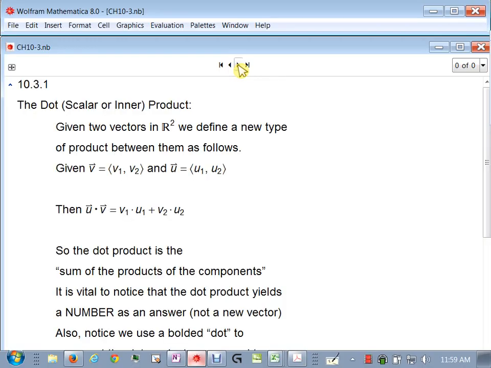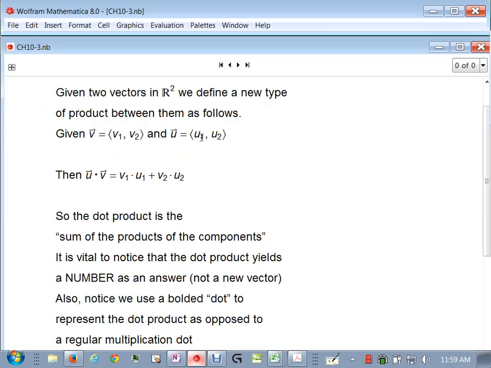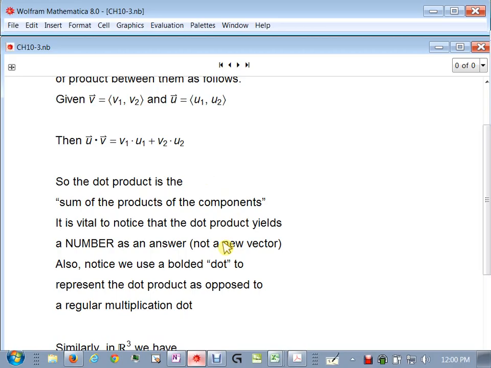So the dot product is our first definition for vector multiplication. Vector on vector. Given two vectors in 2-dimensional space, we define a new product between them as follows. Here's V, here's U. If we put this dot between them, a bolded dot, and say U dot V, then we take the first component of V times the first component of U, and add to that the second component of V times the second component of U. So you're multiplying components and adding them together. The dot product is the sum of the products of the components.